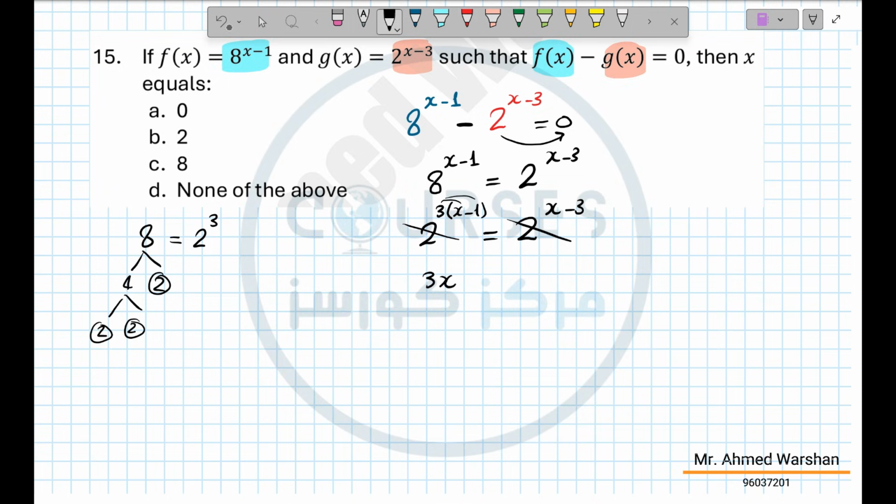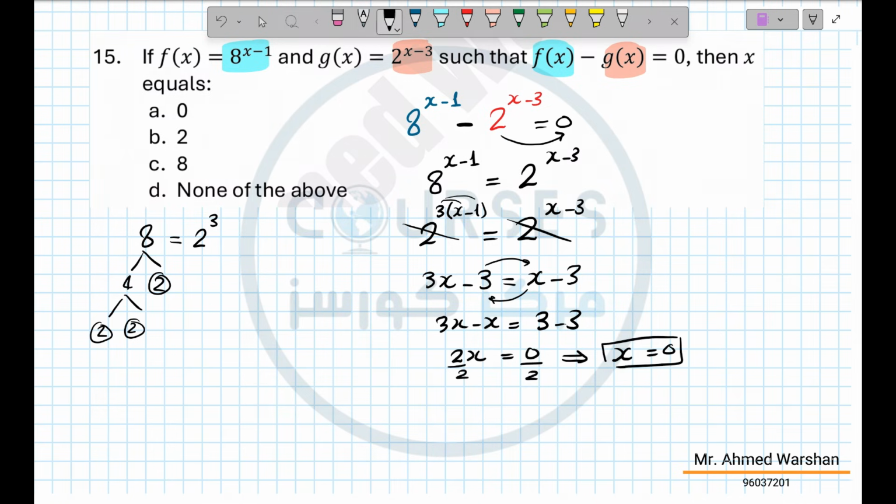So 3x minus 3 equals x minus 3. Okay, bring this one here, this one there. So 3x minus x equals 3 minus 3. So 2x equals 0, divide by 2, divide by 2. That ends with x equal to 0.